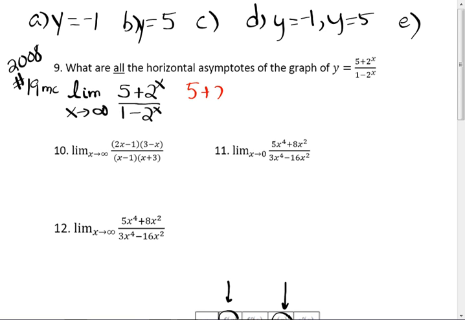So 5 plus 2 to the 100th power over 1 minus 2 to the 100th power. Do you think the 5 and 1 amount to anything? No. So it really looks like a positive 2 to the 100th divided by negative 2 to the 100th, which reduces to what? Negative 1. Well, my guess is what happened on the exam, and that's probably why they threw it out. And they can do this to you. The first answer is y equal to negative 1. It's one of the answers. There's more than one answer here.